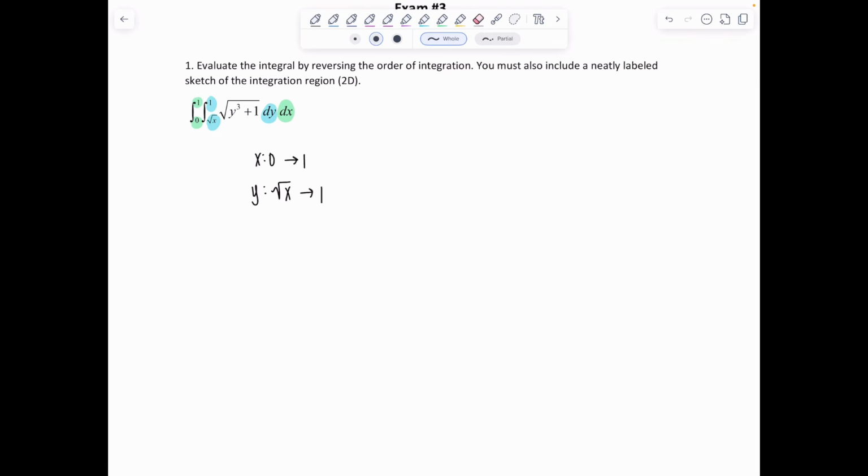So let's graph what this looks like. We're just going to be in the first quadrant. Here's my y-axis, here's my x-axis. X is bounded between 0 and 1, and y from rad x to 1. So hopefully you guys are all comfortable that rad x is, yes, the top half of a sideways parabola. Now here's the key part.